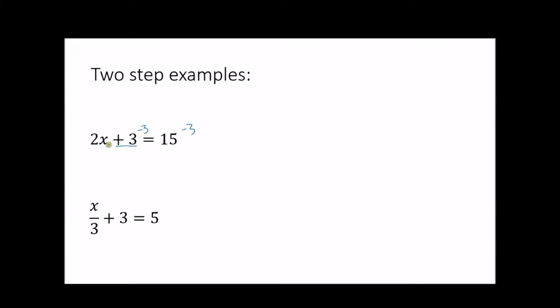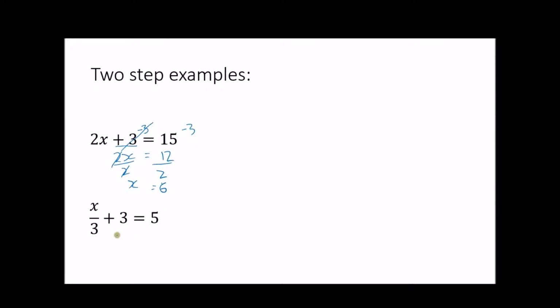So I'm going to go 2x plus 3 minus 3 cancels. So I've got 2x left on the left hand side. 15 minus 3 is 12. Now I'm down to my multiplication. So the opposite of multiplication by 2 is division by 2. So, because these cancel, x on its own is 12 over 2, which equals 6.